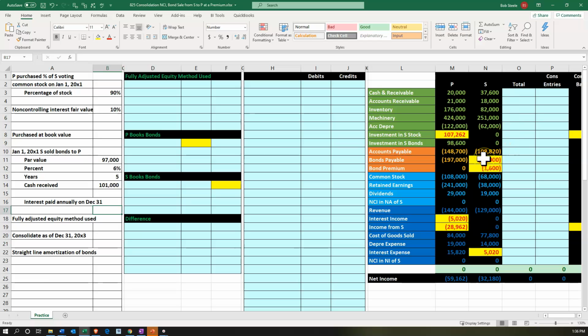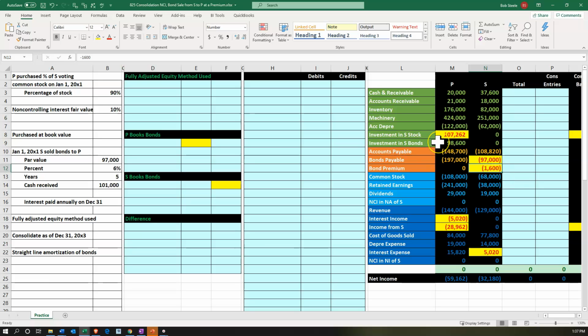The bonds payable is now on the books for S. That means S issued the bonds, so they must have received the cash of the 101,000 and then put on the bonds payable that's going to be owed at the end of the bond. They got the premium because they got more cash than the bond amount, and they're going to remove the premium using a simple straight line method.